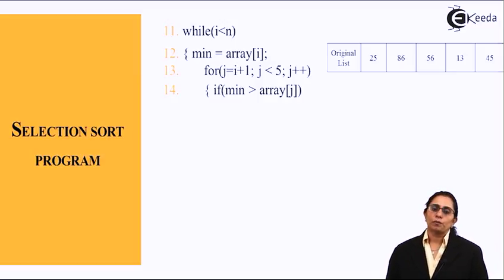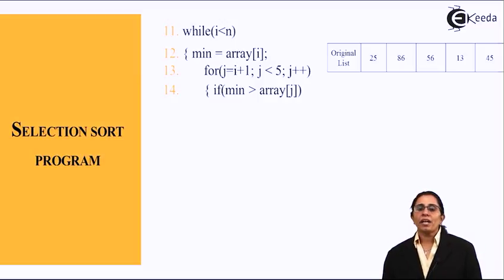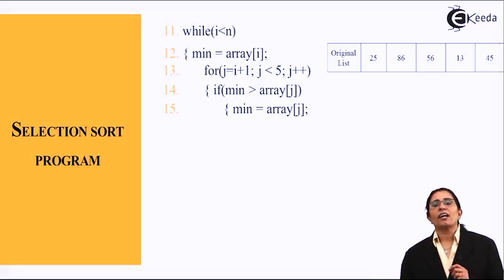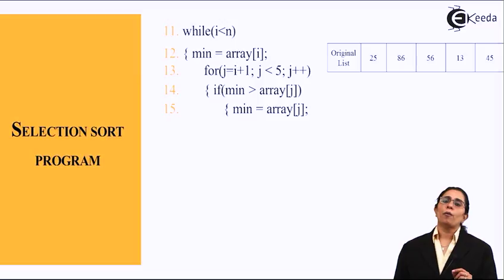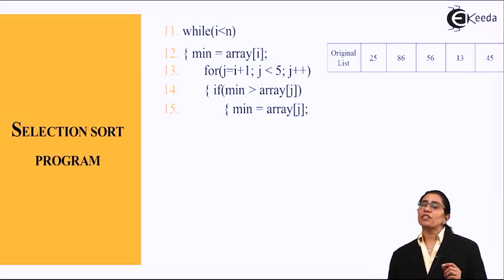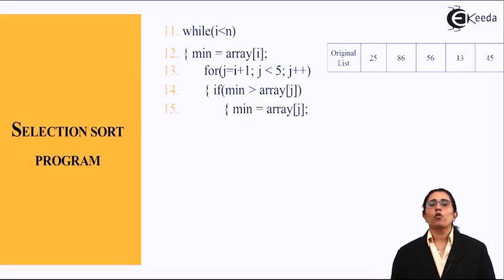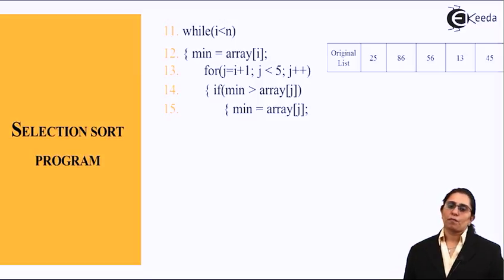Now what do I do? We say min is equal to array of j. That is, whatever value I got at array location j is now the minimum value. So I assign it to the variable min. After I have assigned it to the variable min, now I have to swap and exchange the values at array of i and array of j. So we follow these three simple steps.